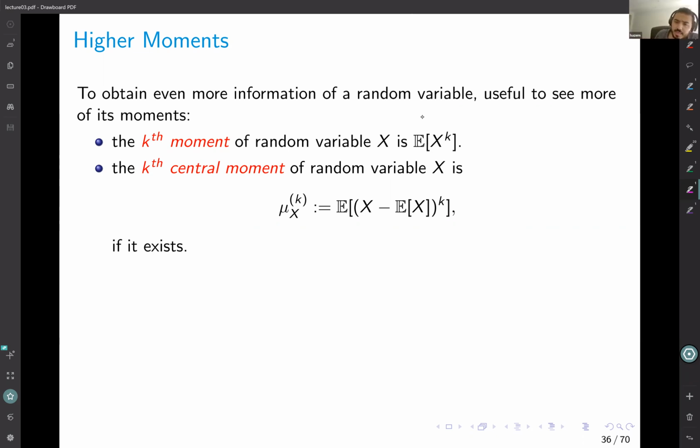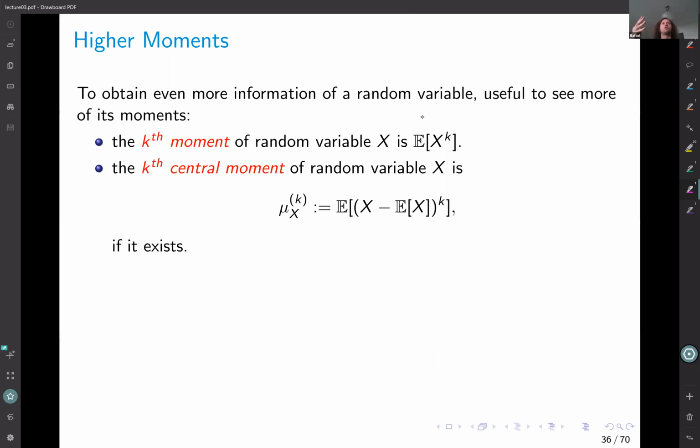Sure. K equals 1 here does not make sense, right? Because it's just going to be 0. For the central moment, yes. It's just 0, and it doesn't help much, because X could still be far away from the expectation. Exactly. For k equals 1, this random variable will be equal to 0 for any random variable, so it doesn't give you any information.